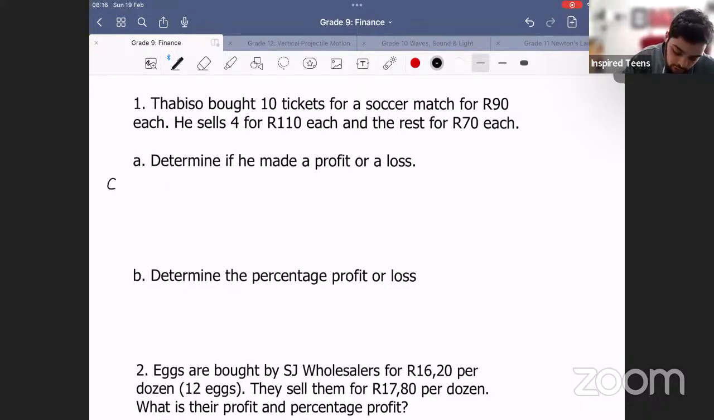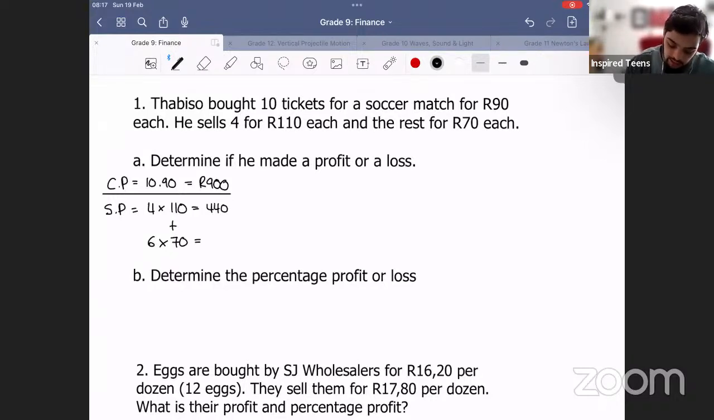So let's calculate his cost price. He bought 10 tickets for 90 Rand each, so his cost price is 10 times 90, which is 900 Rand. Let's calculate his total selling price. He sells 4 for 110 Rand, so 4 times 110. From those 4 tickets, he makes 440 Rand. Plus, he also sells the rest for 70 Rand each. If he bought 10, he's left with 6. So 6 times 70, that means he makes 420 Rand.